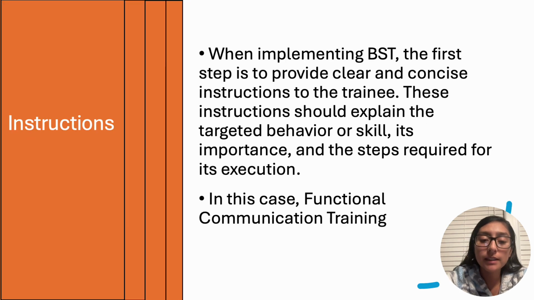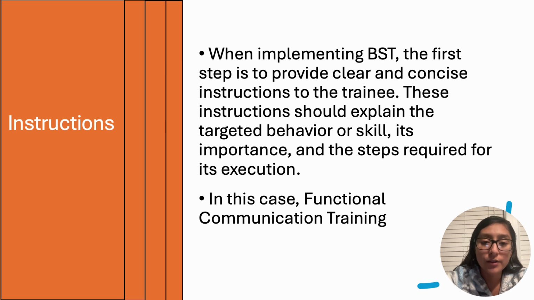Instructions. When implementing BST, the first step is to provide clear and concise instructions to the trainee. These instructions should explain the target behavior or skill, its importance, and the steps required for execution. In this case, functional communication training, FCT. Telling the trainee that this intervention is designed to help JS learn to use communication to get what he wants rather than have a tantrum.